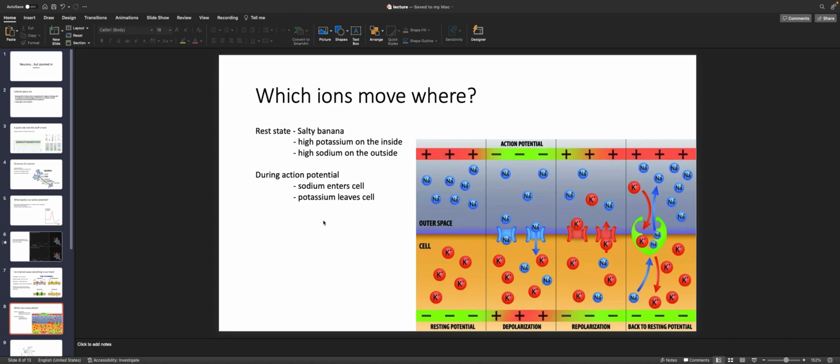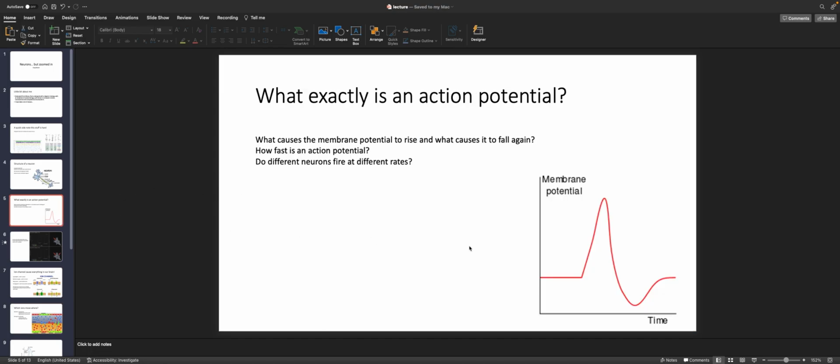But during an action potential, sodium enters the cell, because, like we said, these ion channels allow flow from areas of high concentration to low concentration. Sodium is normally high on the outside, so the channel opens and sodium comes in. Potassium has the opposite thing. There's high potassium on the inside, so when a potassium channel opens, potassium flows out of the cell. That flow of sodium entering and potassium leaving is what gives the action potential this characteristic shape.